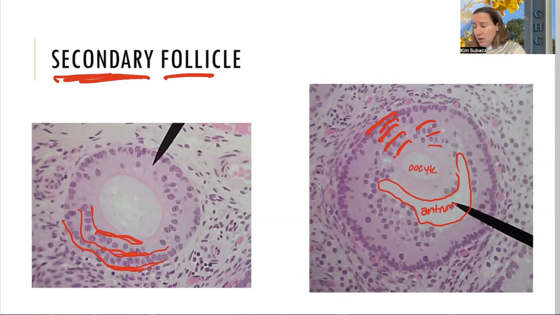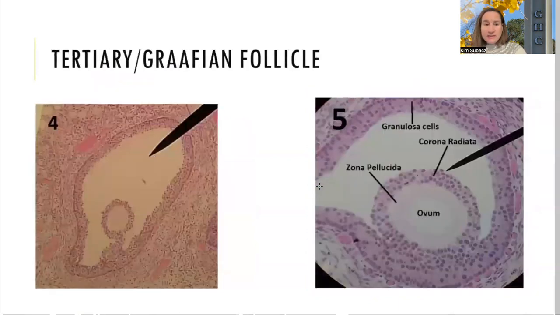On this follicle, we are going to very much have all these layers, and we start to develop this fluid-filled antrum beginnings. It's not totally perfect yet. We're still at a secondary follicle. The last stage is going to be our tertiary, aka Graafian, aka mature follicle. This is the best it's going to get.